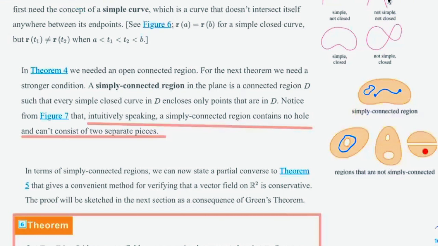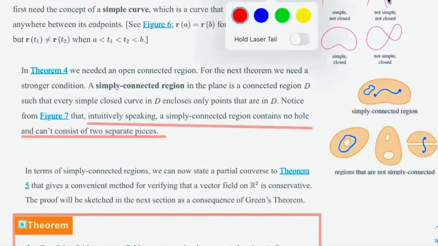Now this region here is not simply connected because it is not connected. If you go from this point to this point, no path is entirely inside the set. Some part of the path has to be outside the set. So this is a simply connected region, and these three are not simply connected.